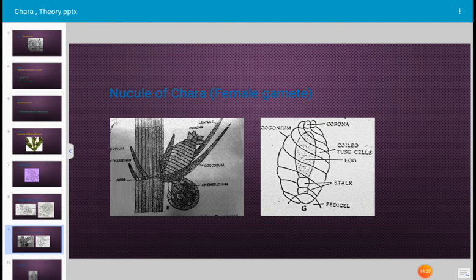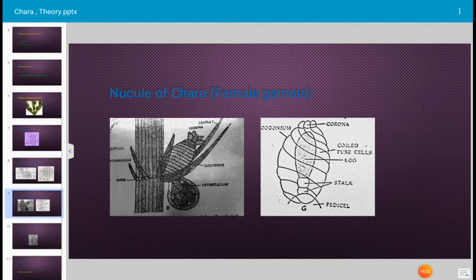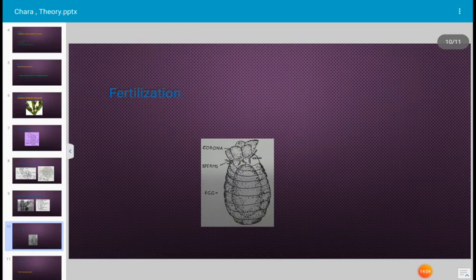Let us see how fertilization takes place. Fertilization is the fusion of male and female gametes. It is a process in which the fusion of the gametes takes place. The sperms are released by rupturing the wall of the antheridium. The sperms come out in the morning and keep moving till the evening.